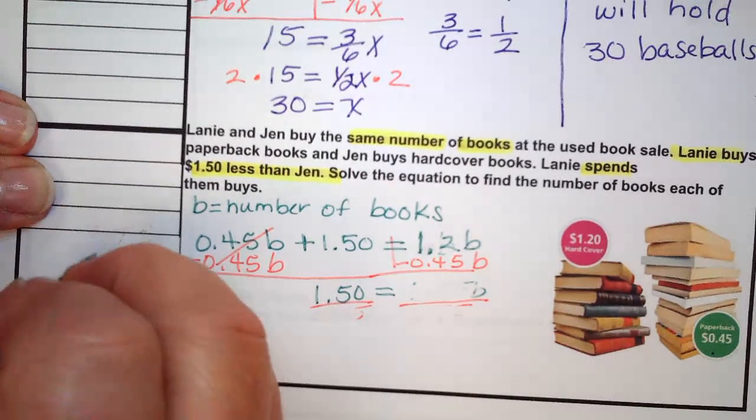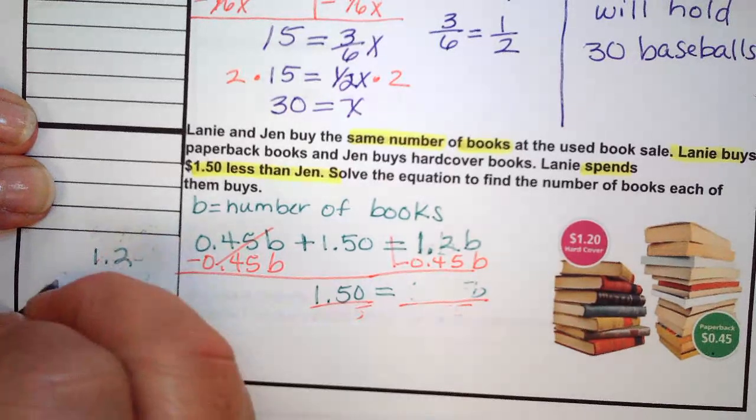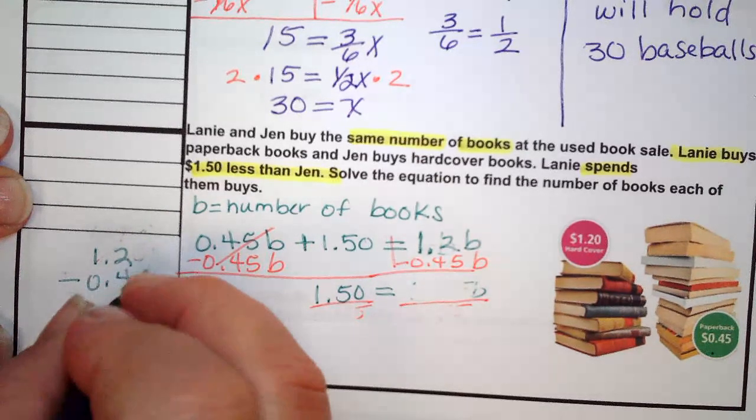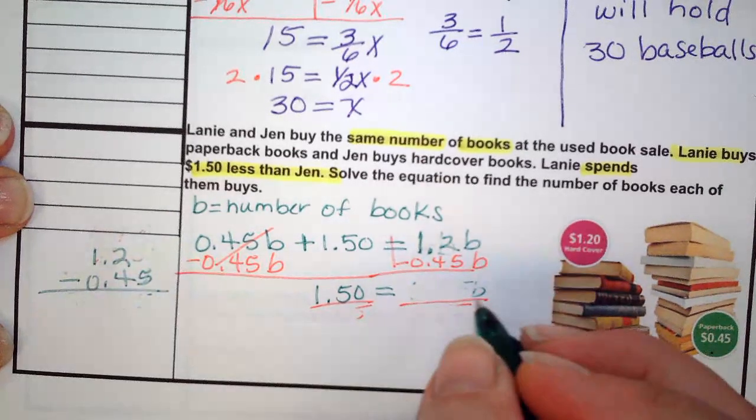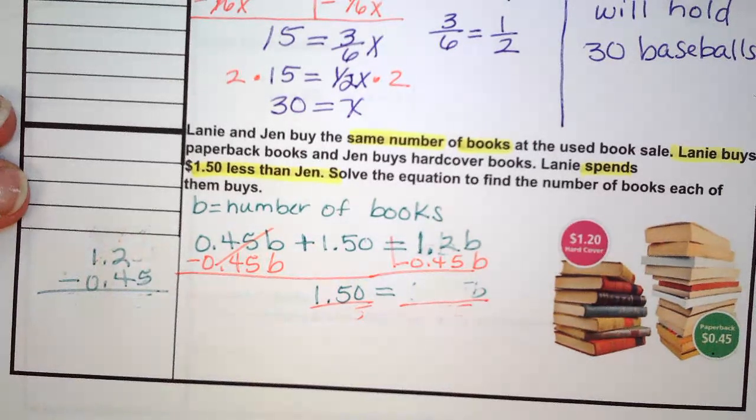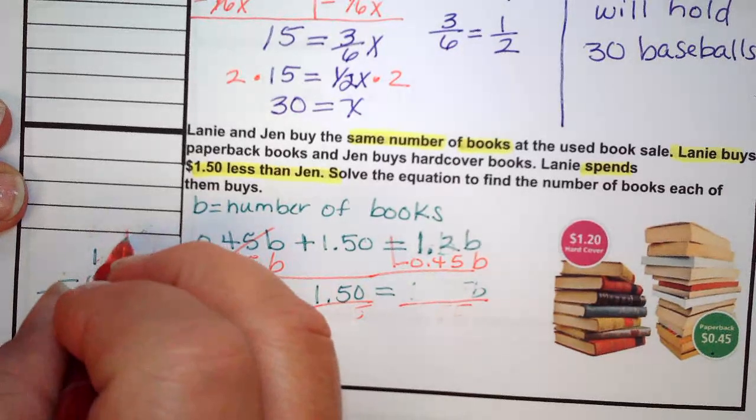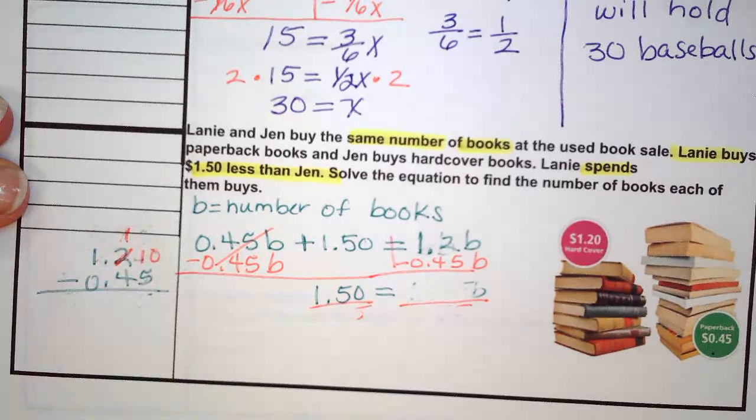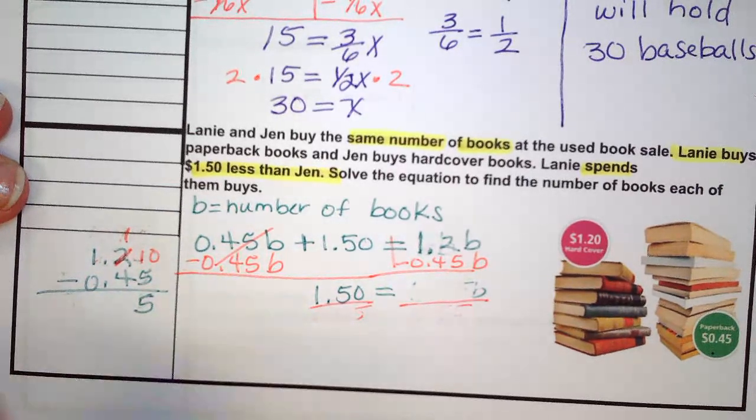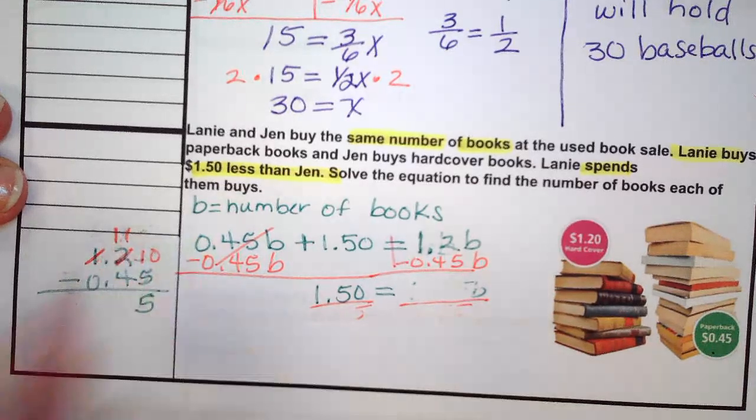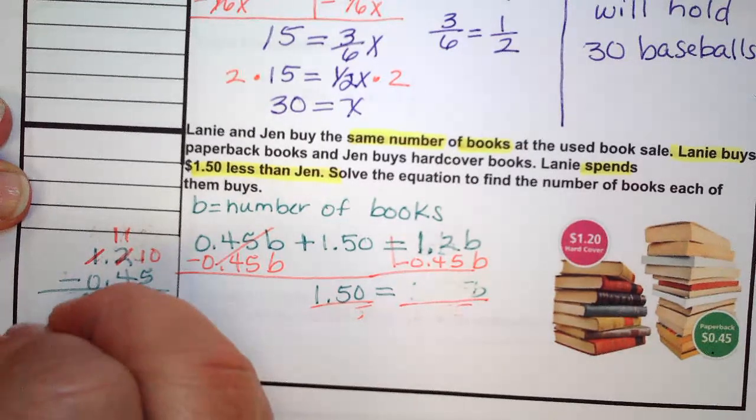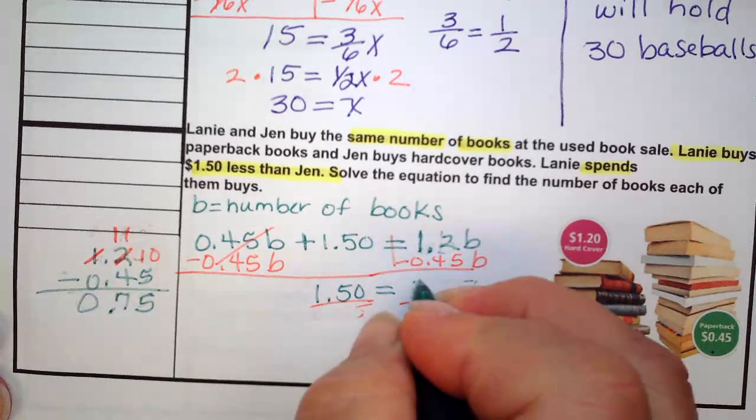So 1.2 minus 0.45. Okay, I have to borrow from the 2. This will leave this with 1, but this becomes 10. 10 minus 5 is 5. I have to borrow from this 1, and this becomes 11. 11 minus 4 is 7. So this is 0.75.